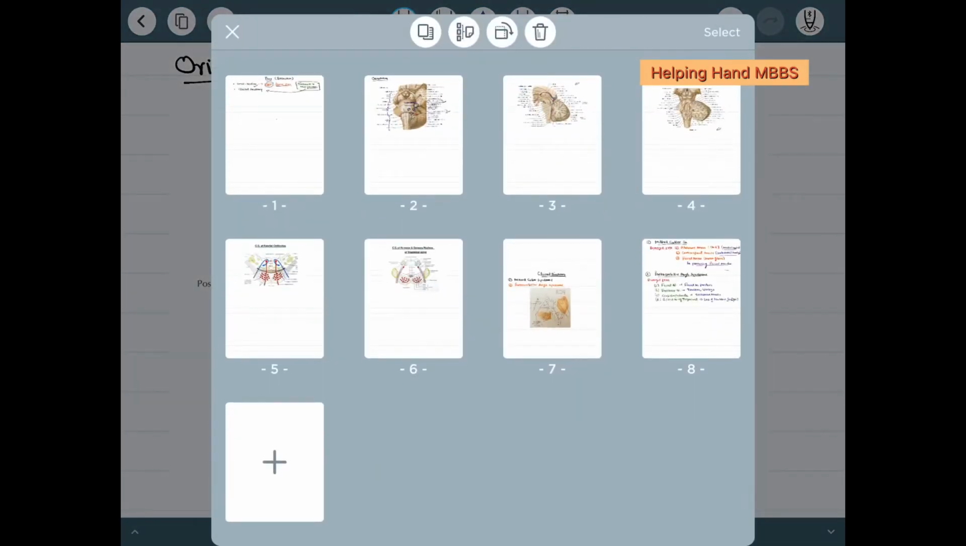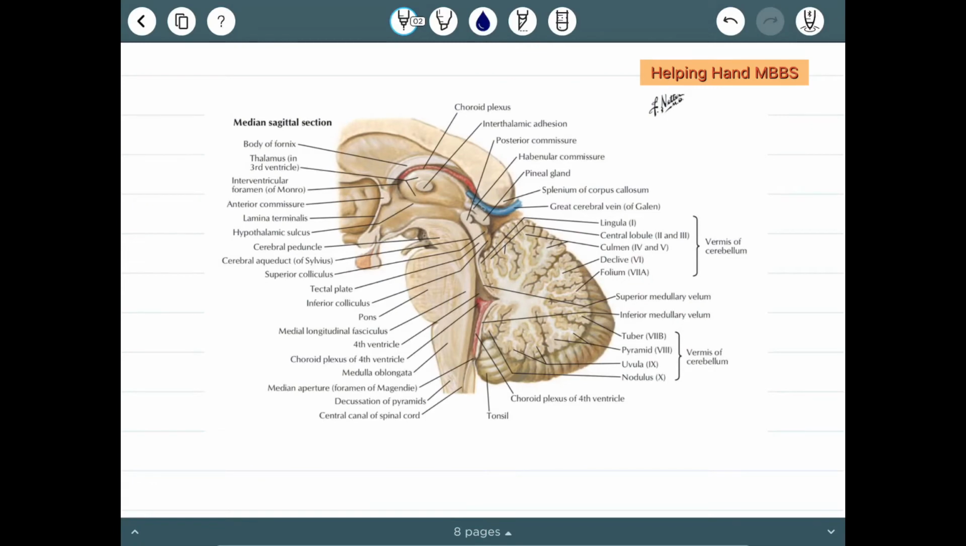So let us see the lateral section. As I told you, this is midbrain, this is pons, this is medulla. Behind the pons you can see the fourth ventricle. The video on the fourth ventricle is also uploaded on our channel; you can see it also. And behind the fourth ventricle is the cerebellum. So this is the lateral view of pons.